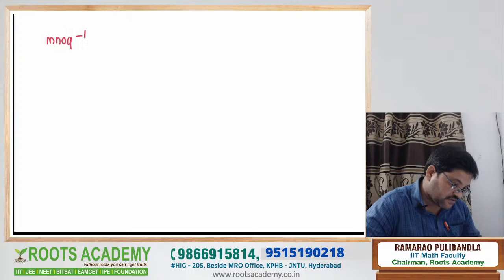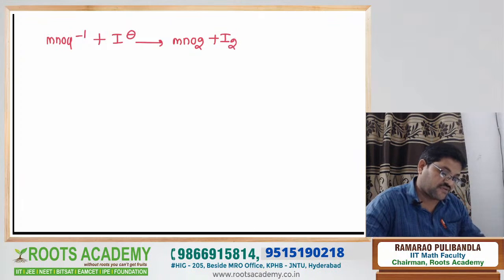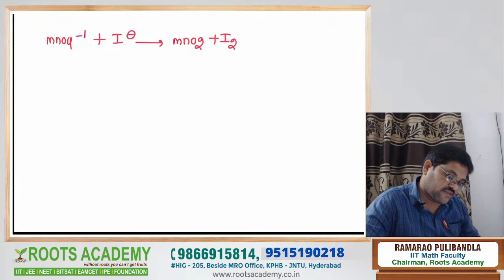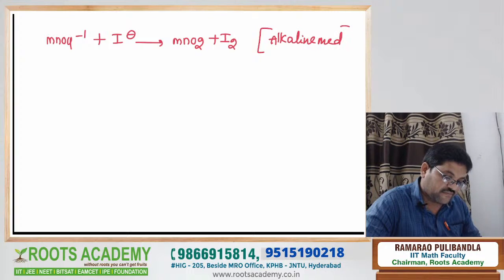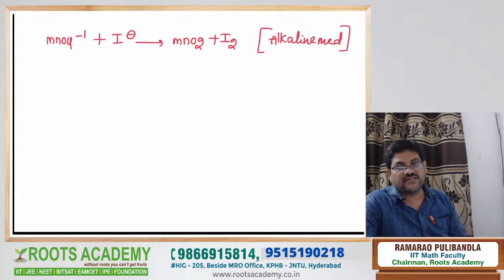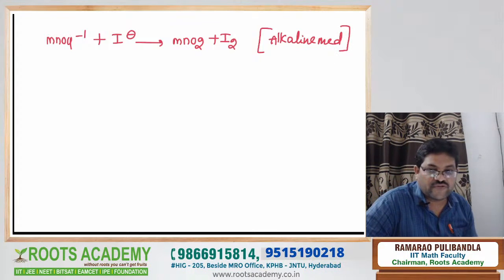MnO4 minus plus I minus gives rise to MnO2 plus I2. So balancing of this redox reaction in presence of the alkaline medium. What is the meaning of alkaline medium? Basic medium, Nana. Yes, Nana. Fine, fine. Suman, fine, Nana.